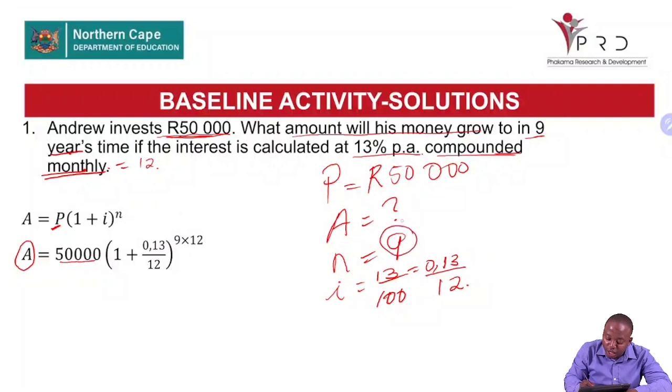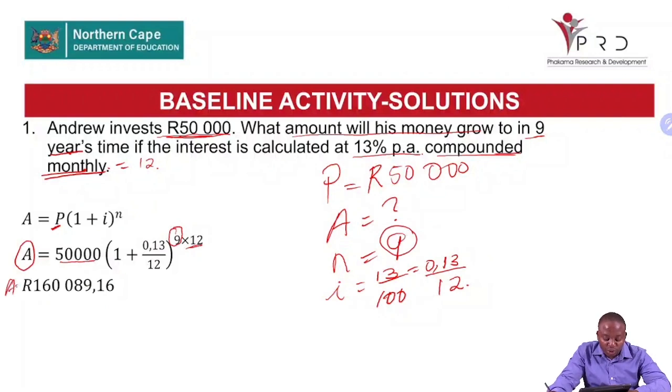N in this case was 9. So our n is that 9 multiplied by the compounding period. Remember, as we've discussed in the previous lesson, when we have a compounding period, we divide i by that compounding period and we multiply the compounding period to n. Now we press everything in our calculator, then A is equal to R160,089.16. So that is the value of A.